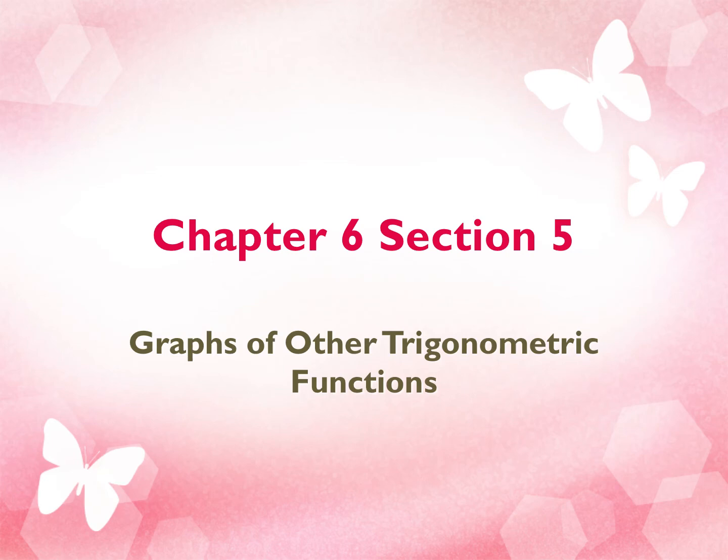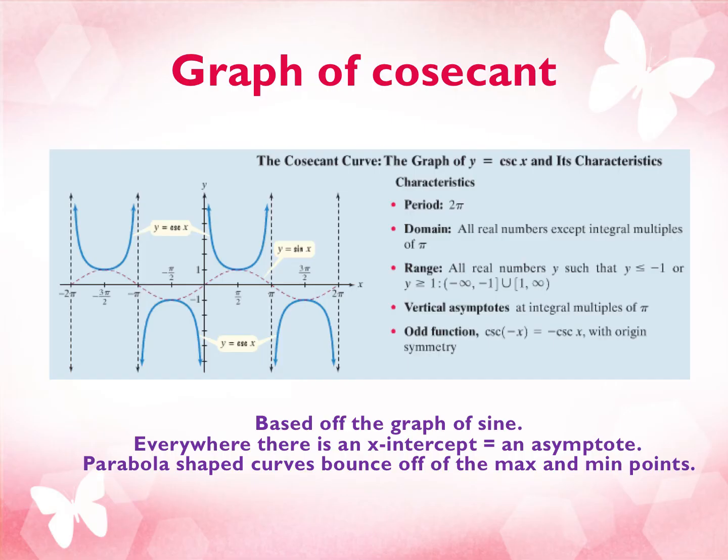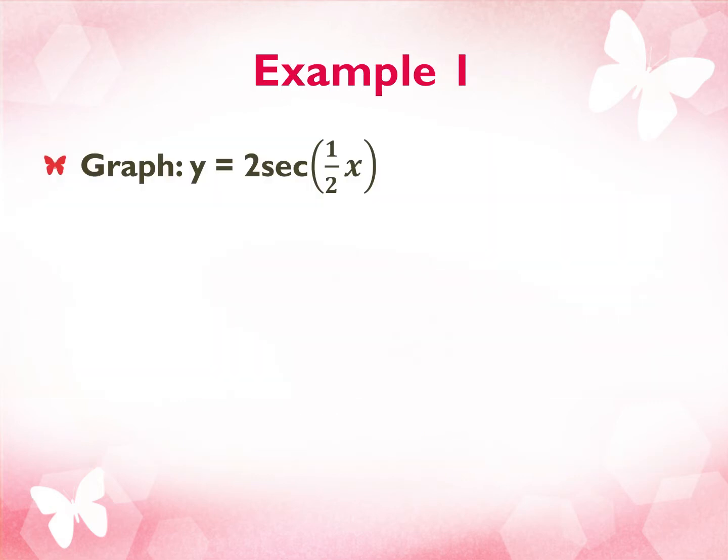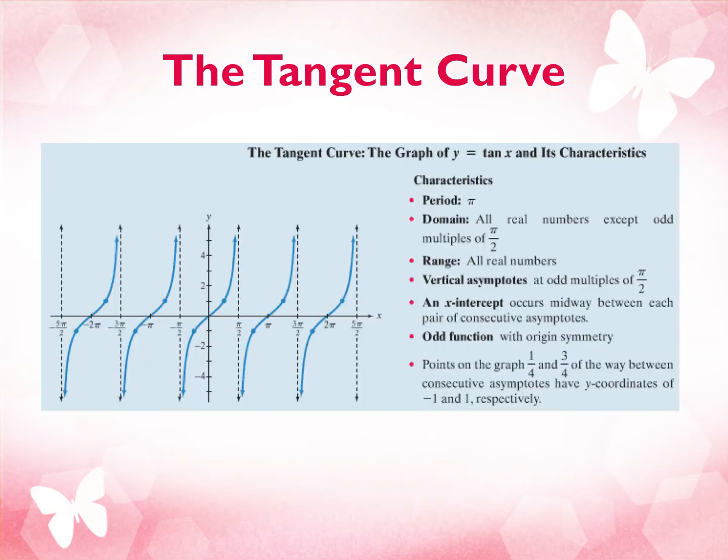So today we're going to finish up the 6-5 notes. We're going to learn how to graph the tangent graph, or the tangent curve. Again, these are all the notes for cosecant and secant. These were the examples we already did.